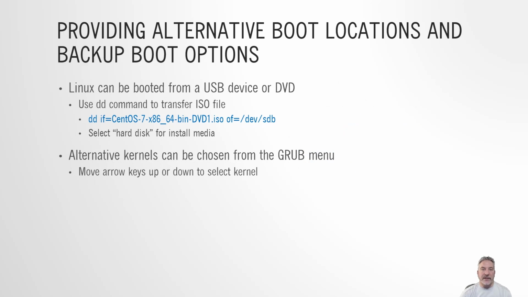Now, when you're booting a Linux system, you might want to specify alternate boot locations. You can do this by creating a bootable image on a thumb drive. So using the dd command as we see here, you can actually transfer the ISO image to a thumb drive and then boot from that once the system is reset.